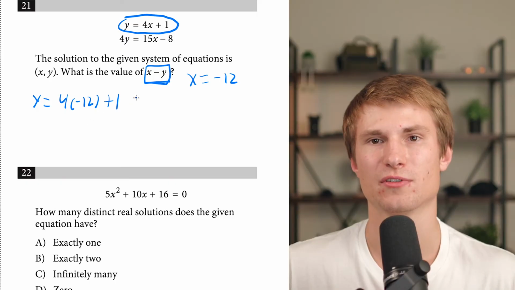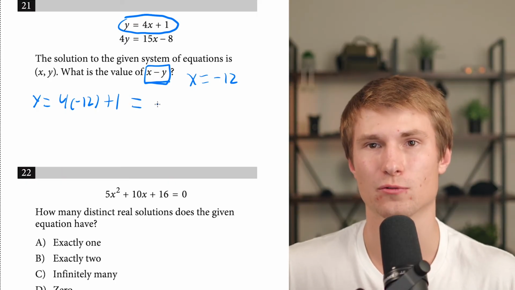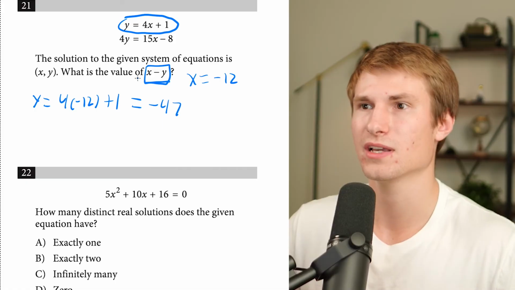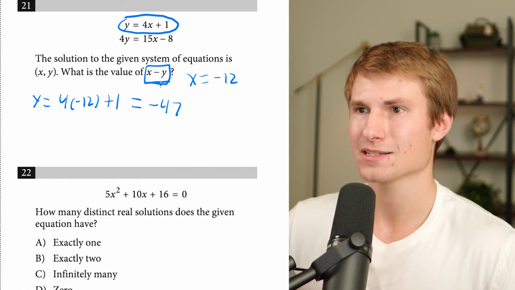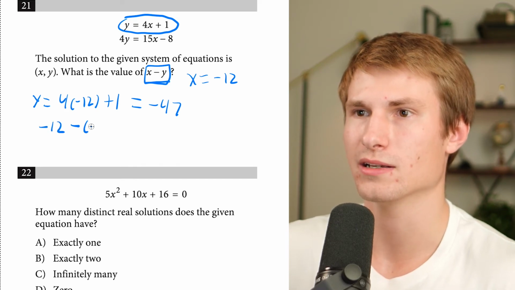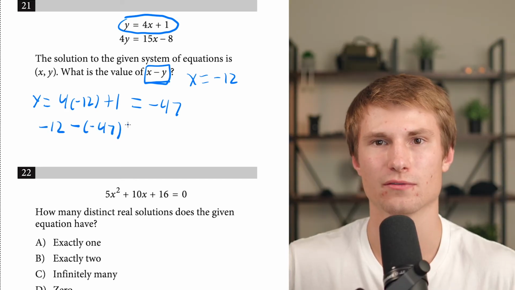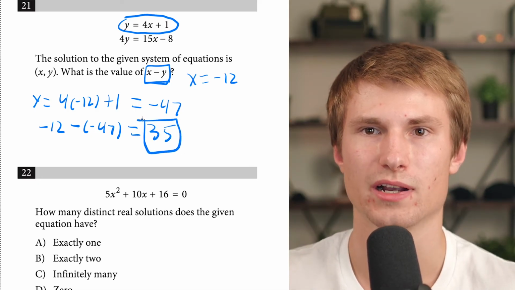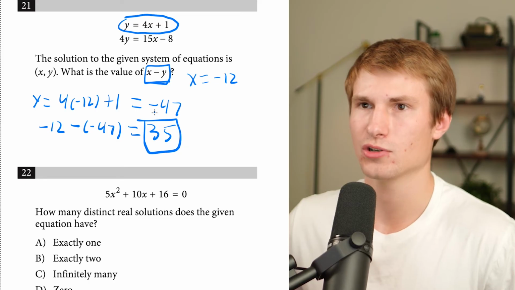All right, in this case, that's going to be 4 times negative 12, which is negative 48, plus 1. That's going to be negative 47. And then from there, we have to do x minus y. So we know x is negative 12. So negative 12 minus negative 47 is the same as adding 47. Negative 12 plus 47 is 35, positive. So our answer there is positive 35. Moving on to number 22 now.